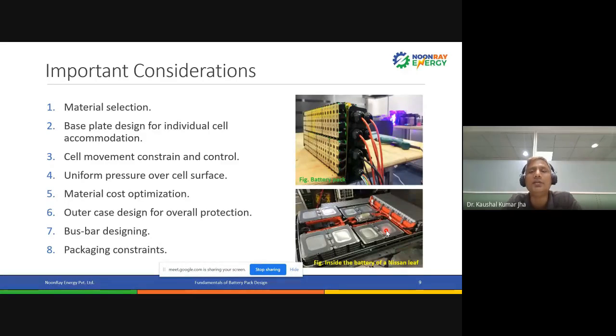And in fact, the cell is also selected based upon the packaging constraints. There are varieties of cells available in the market, but the OEM chooses particular cells depending upon this packaging constraint also. It's one of the factors, not the only factor.